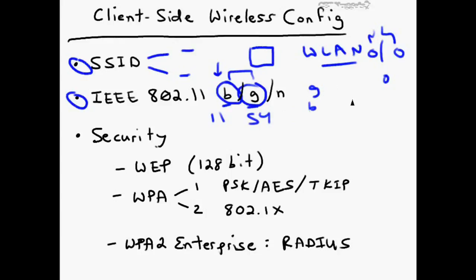The latest and greatest flavor of the 802.11 specification is 802.11n. This offers much faster speeds in the vicinity of 600 megs with a much wider range also than G or B. However, adoption of N is still not considered widespread at this point. So we have the SSID. We're connecting using some implementation of 802.11 protocols. What else do we need for client-side wireless config?